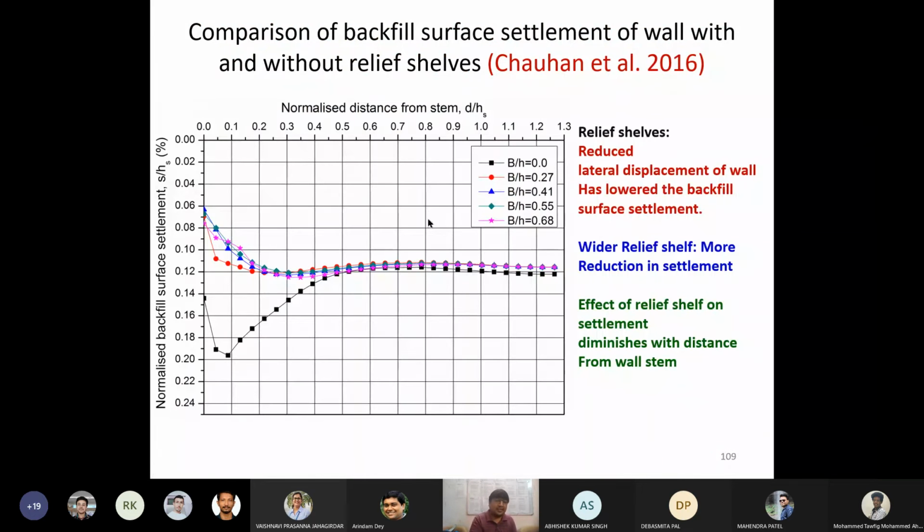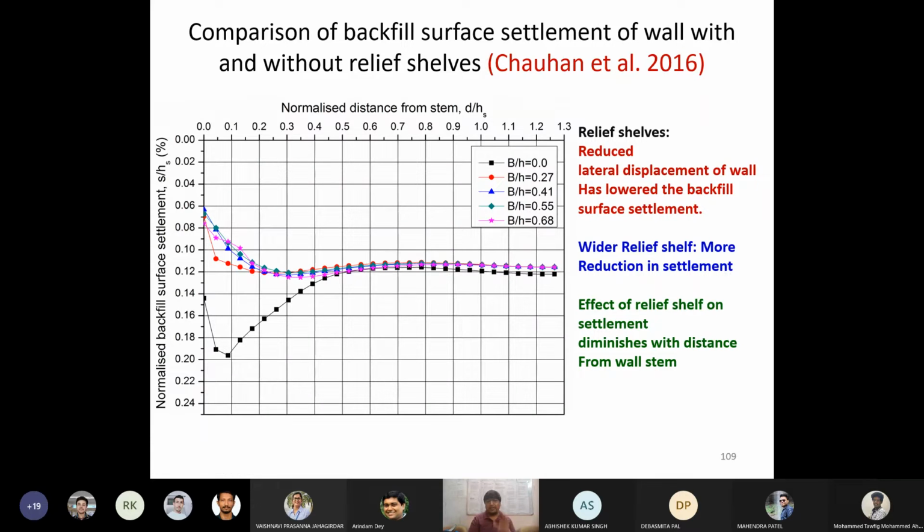This is really very interesting. However, the backfill settlement near the wall was very much higher, and as we move away from the wall stem, this backfill settlement keeps on decreasing. Okay, but with the introduction of the relief shell, the backfill surface settlement was always lesser than for the wall without the relief shell.